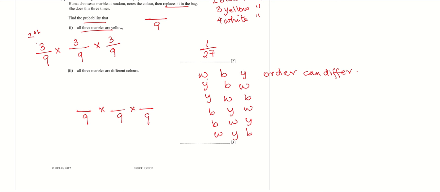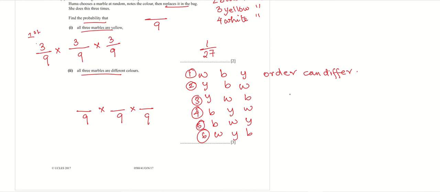It doesn't matter. They're not asking us which order it is. They just asked us that the marbles that she will choose will be of three different colors. So this is 1, 2, 3, 4, 5, 6. These are the 6 different possible orders that she can choose, right? And all of them satisfy the question that she's choosing three marbles. All three marbles are different colors, right? So it does satisfy the question.